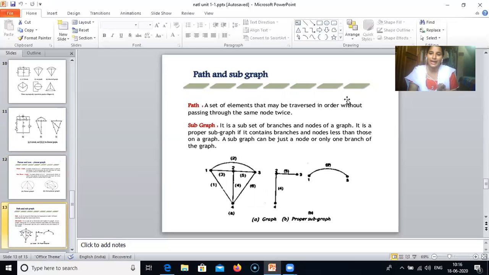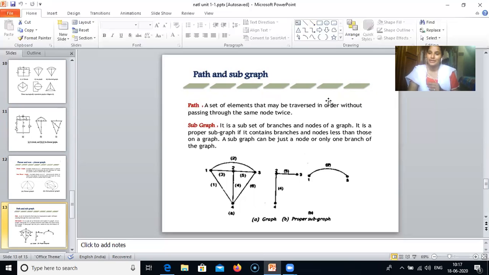Next one is path and subgraph. So I have told you what is a path. Without passing through the same node twice, without traversing in order, without passing the same node twice. Means ending point and starting point must be the same node. That is a loop. Okay.